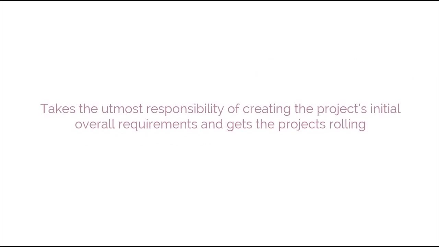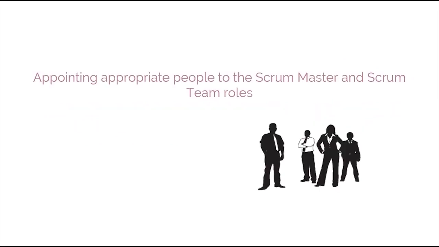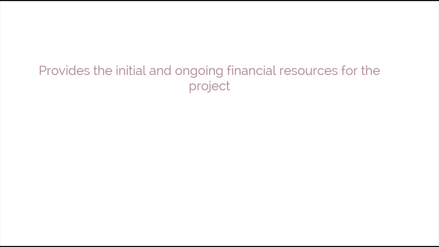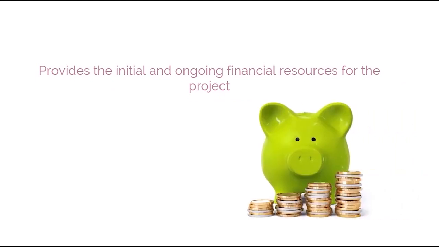The product owner takes the utmost responsibility of creating the project's initial overall requirements and gets the project rolling. Appointing appropriate people to the Scrum Master and Scrum team roles is another important duty that he performs. He or she provides the initial and ongoing financial resources for the project. He or she determines the product vision.